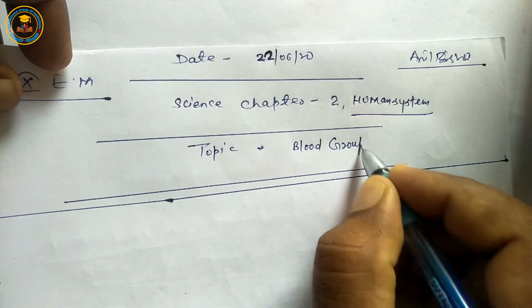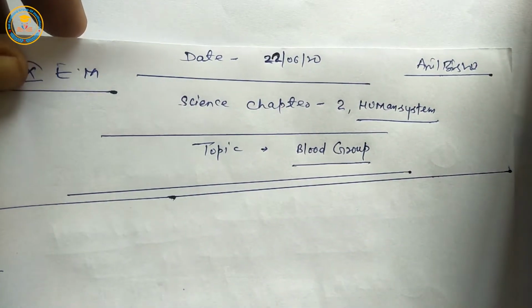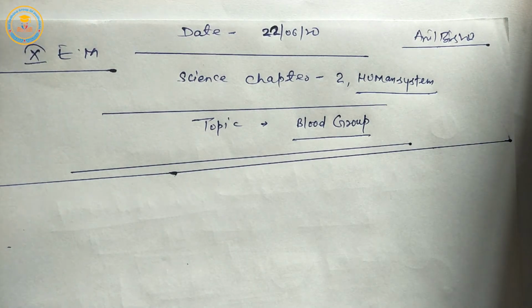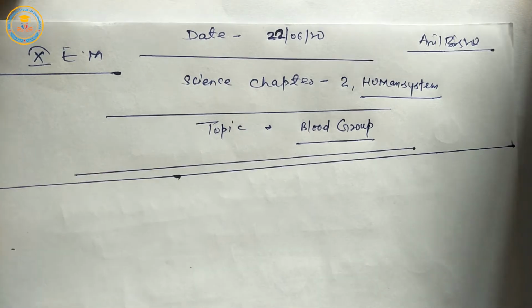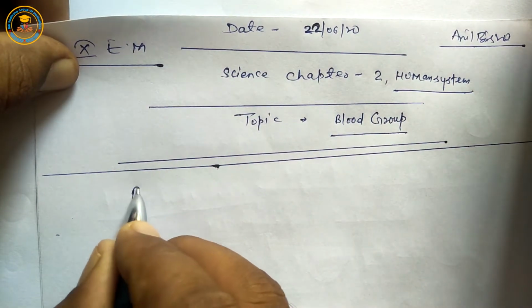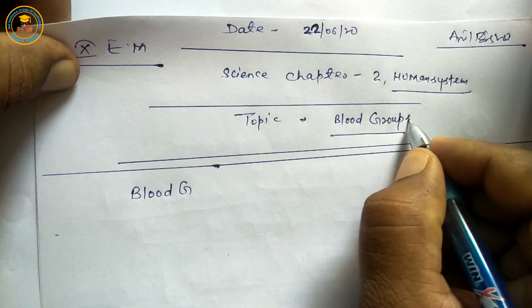Students, in class 10th science book chapter immunity, all of you studied blood group, and in this chapter we again repeat the blood group topic. So first of all, introduction of blood groups.